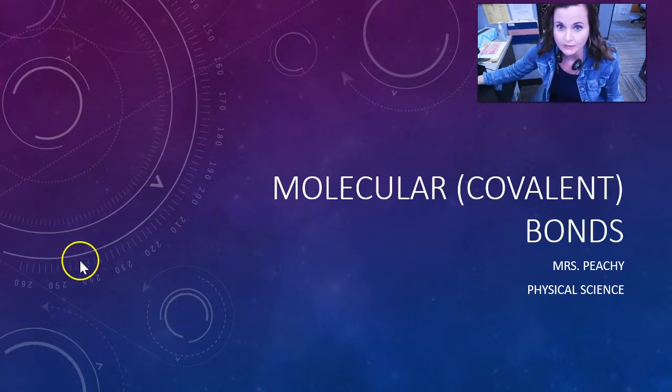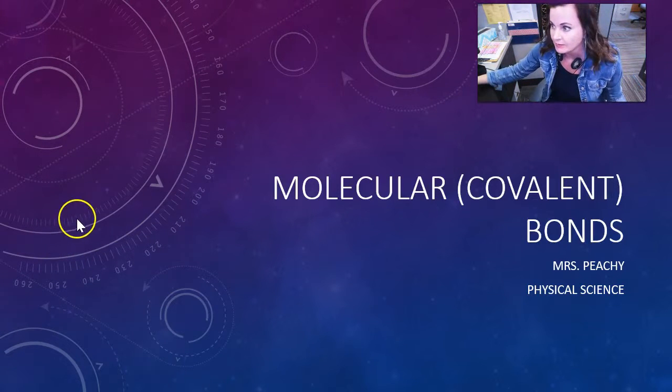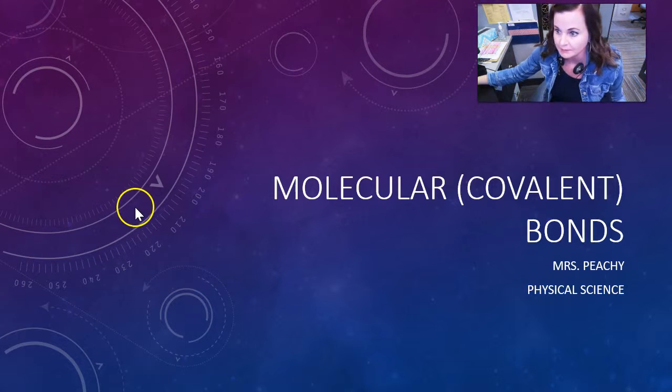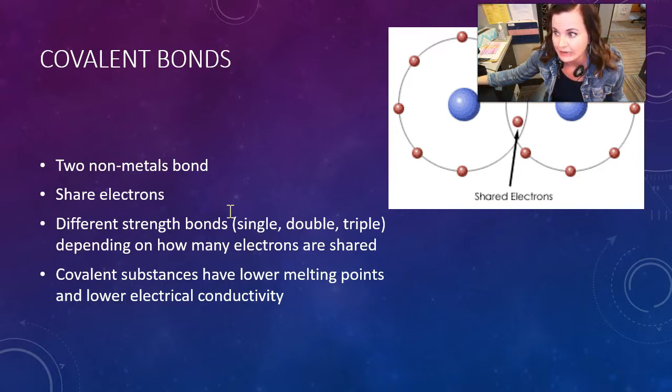Hi everybody, this is Miss Peachy from Physical Science, and today I'm going to talk to you a little bit about covalent bonding. Covalent bonding is also known as molecular bonding, so we call these substances that are made molecules. Okay, a little different from ionic bonding, lots different actually.